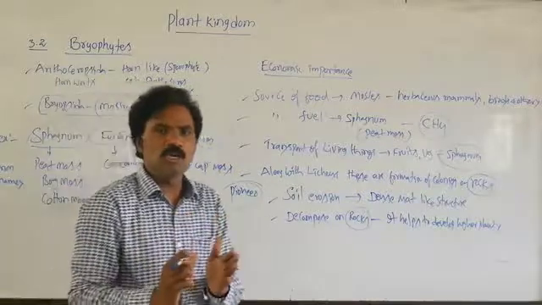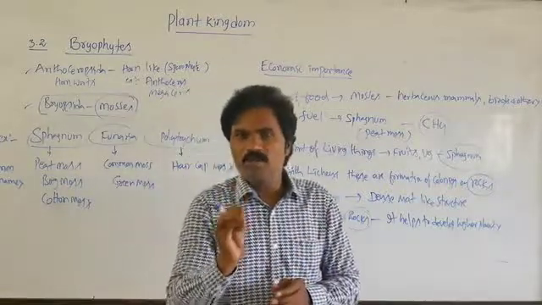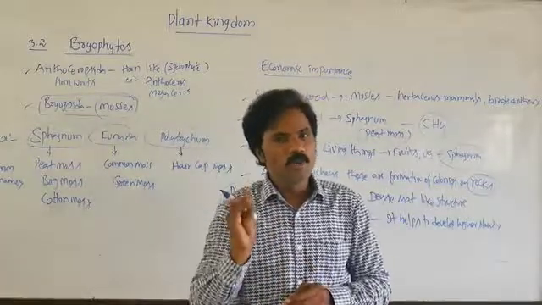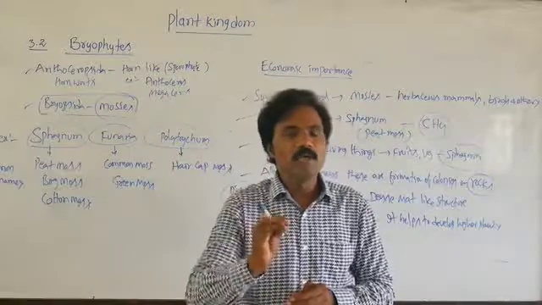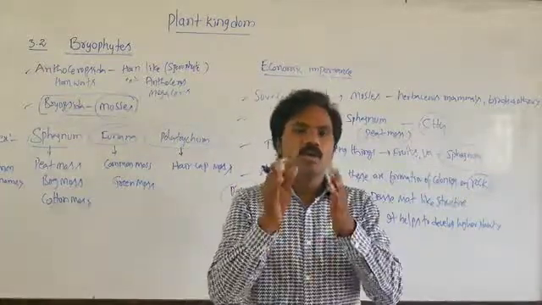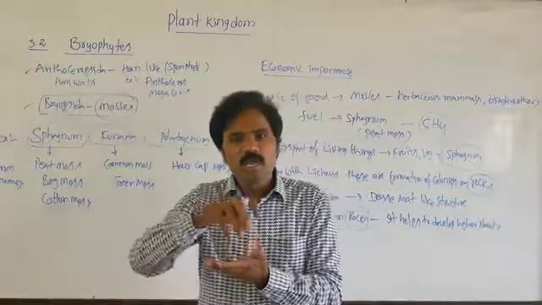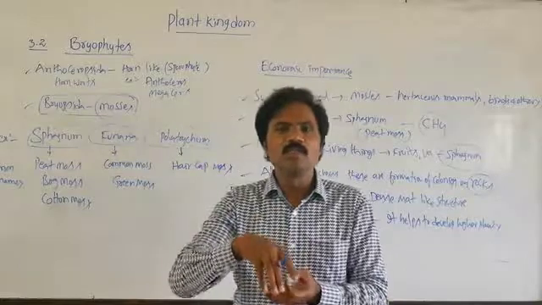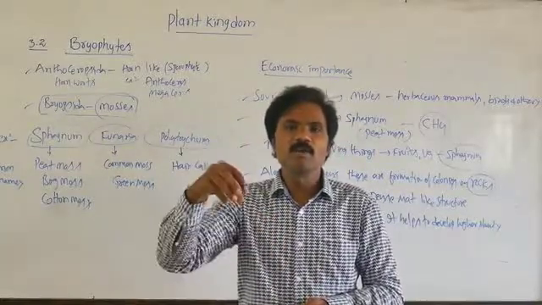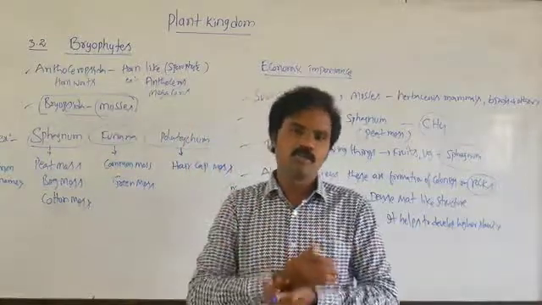Then, most important to remember in this chapter: the gametophyte is the independent one, haploid in nature, whereas the sporophyte is the diploid one, dependent on the gametophyte. What are the parts present in that sporophyte? Foot absorbs nutrients from the gametophyte. Then the seta conducts whatever is absorbed. Then the capsule forms the spores through meiotic division.